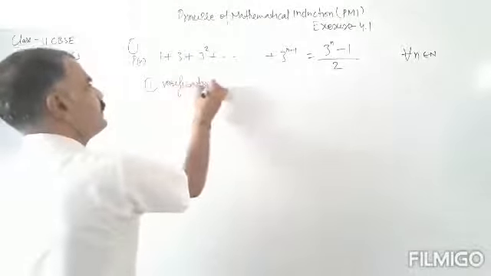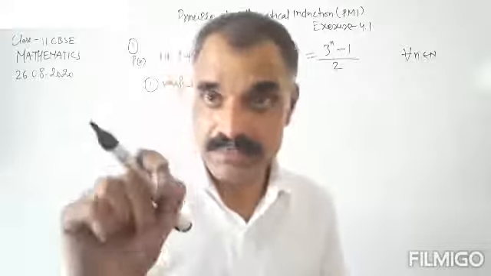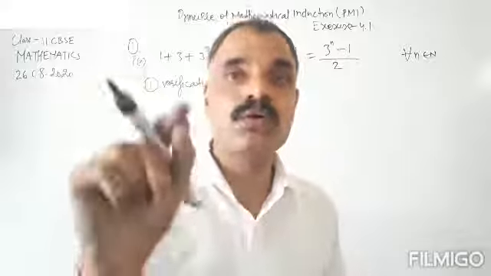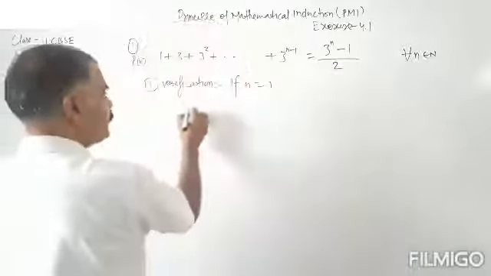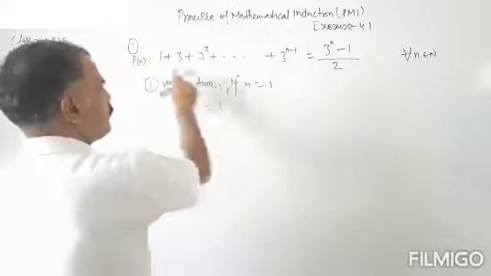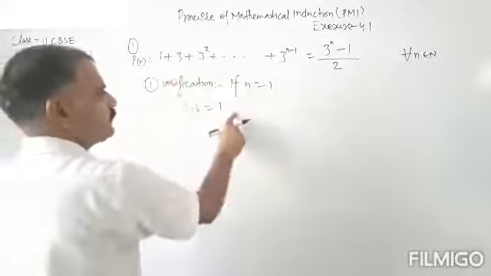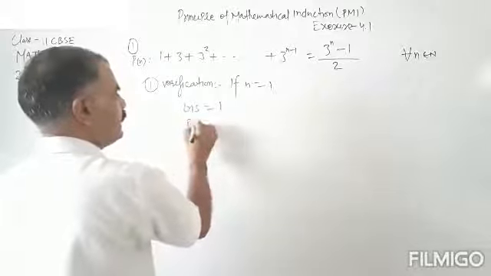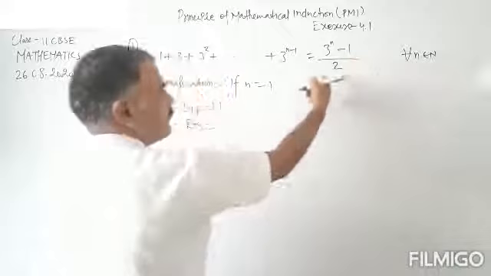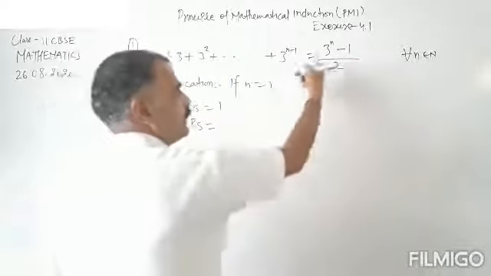If n equals 1, n equals 1 means only one term, and n means the number of terms. n equals 1 means only the first term. So the left hand side is equal to 1. If n equals 1, the first term is 1, so the left hand side is equal to 1, and the right hand side is equal to this. So put n equals 1 in this.